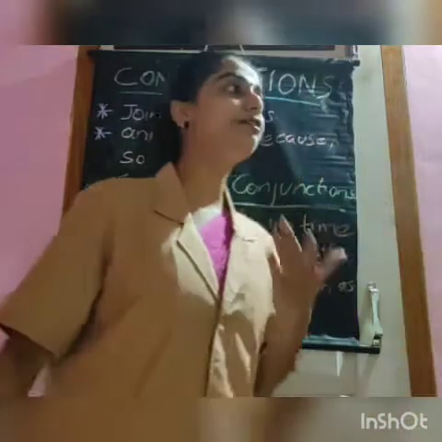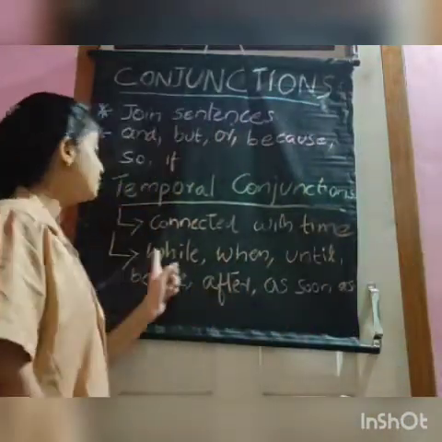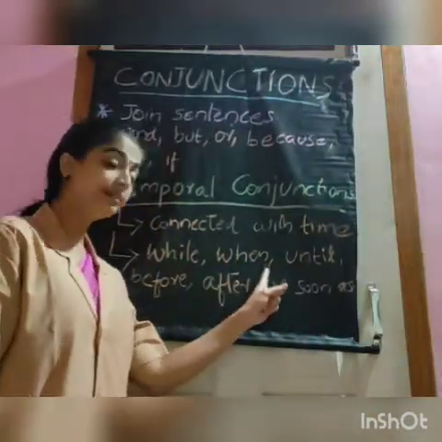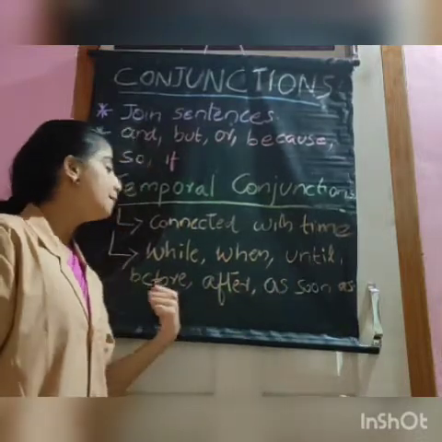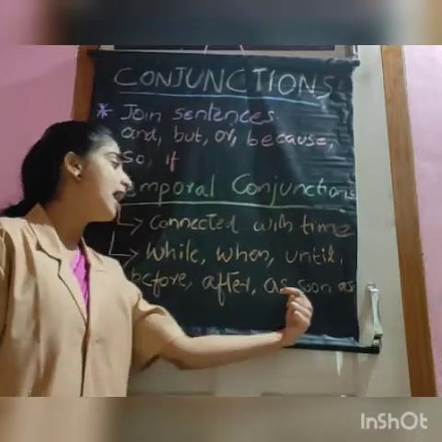Okay, so what are the different temporal conjunctions? They are while, when, until, before, after, as soon as.